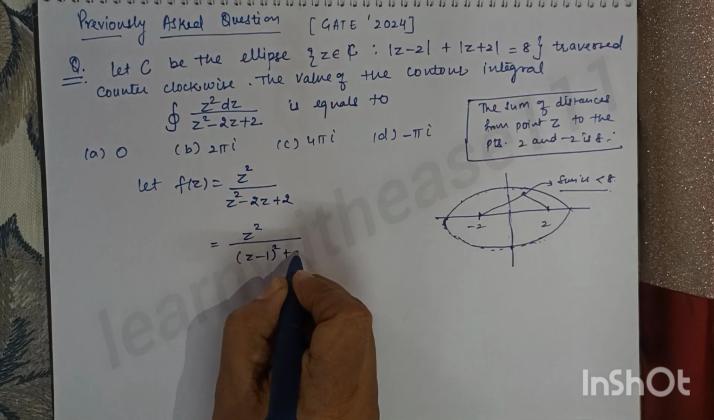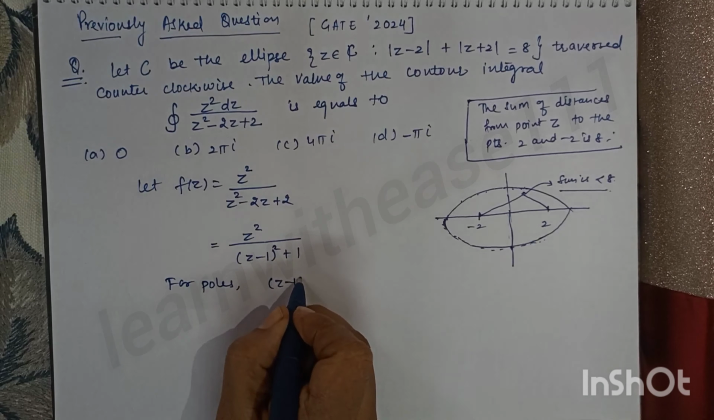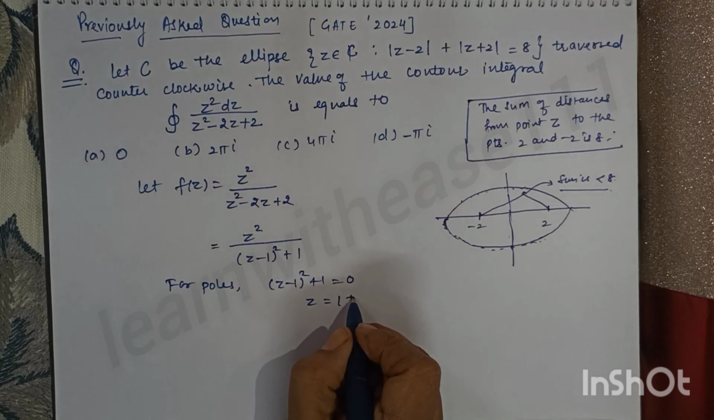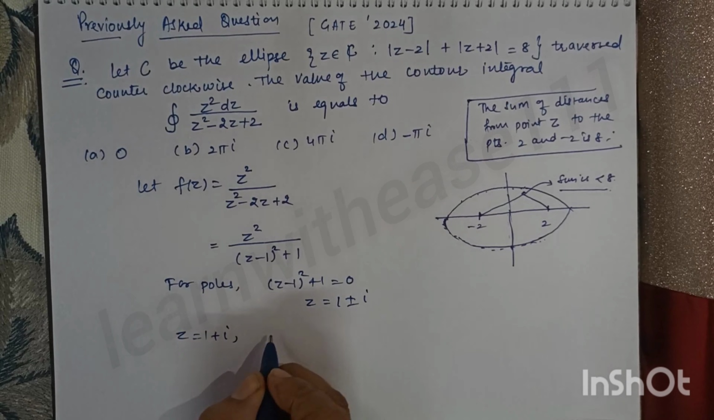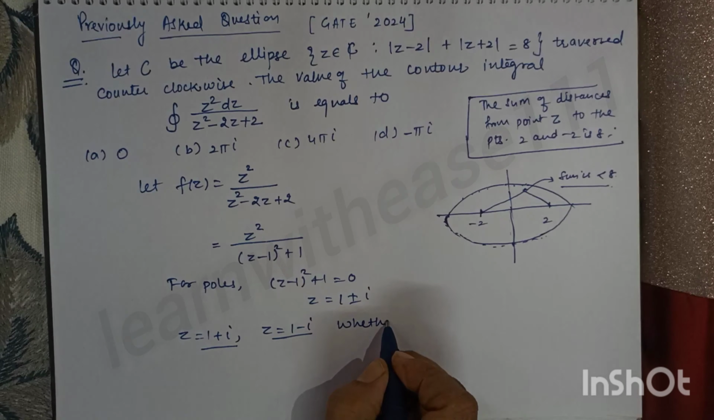First of all, we need to find the poles. For this, the denominator z² - 2z + 2 can be written as (z - 1)² + 1. For poles, the denominator goes to 0, and we get the points z = 1 + i and z = 1 - i. So these are the poles.